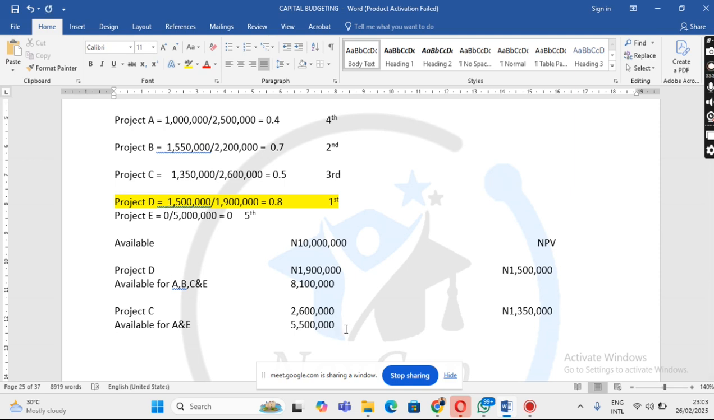Now we are allocating to which one again? Project A. So what is project A? Project A needs 2.5. So now what is the NPV for this project? 1 million, right? Now what next?